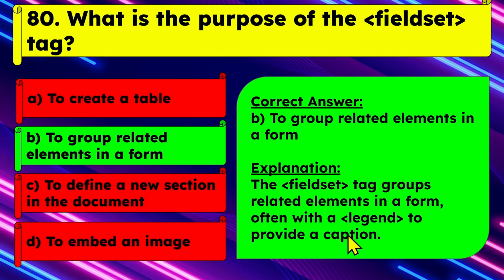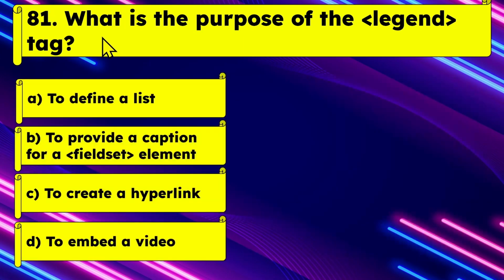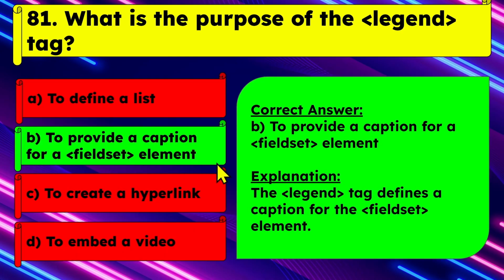to provide a caption. Next question is, what is the purpose of the legend tag? Option A, to define a list. Option B, to provide a caption for a field set element. Option C, to create a hyperlink. Or option D, to embed a video. So here the correct answer will be option B. As you can see, the legend tag defines a caption for the field set element.